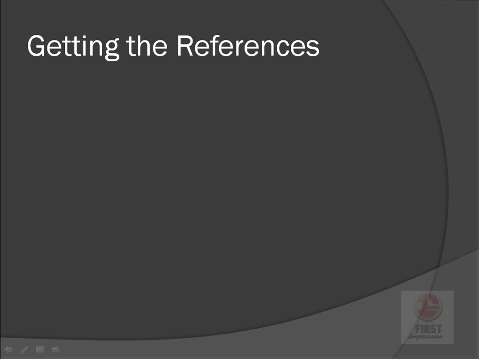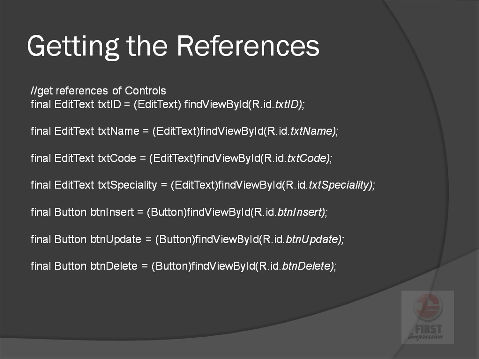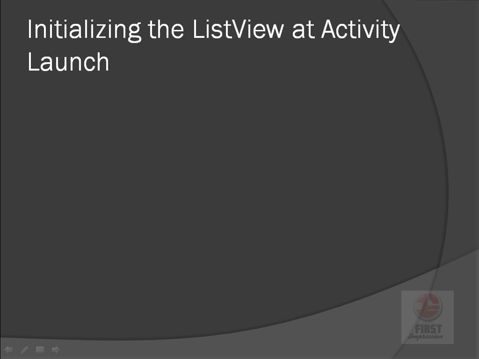Let's get the references of the controls. We have many controls, so let's get the references of them very quickly. We have the edit text of ID, the name, the code, the specialty. We have insert, update, delete, and we have the list view for cities. Okay, let's initialize the list view at activity launch.